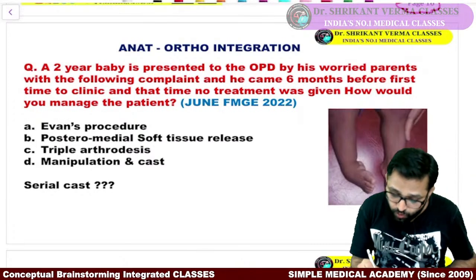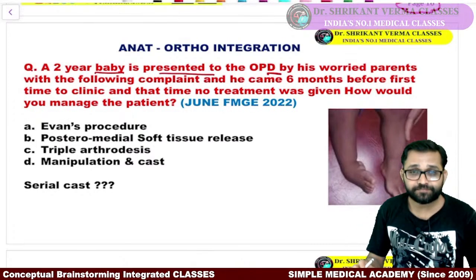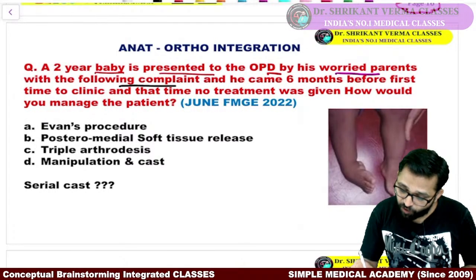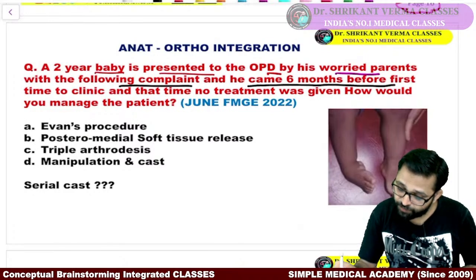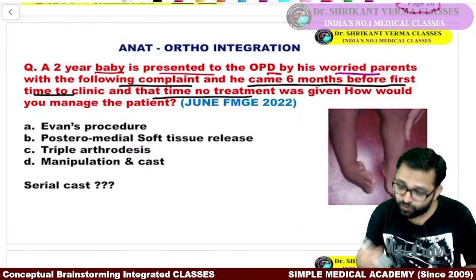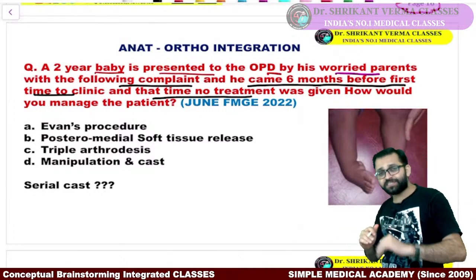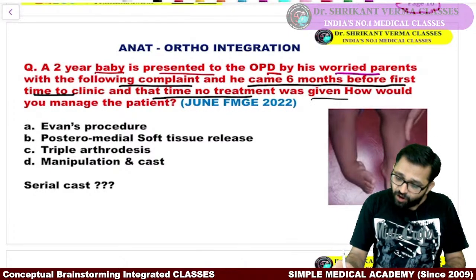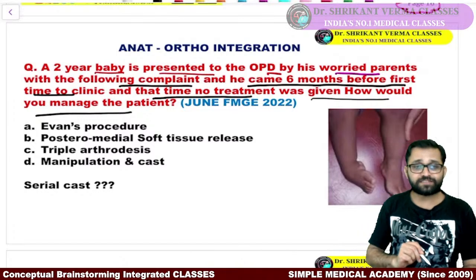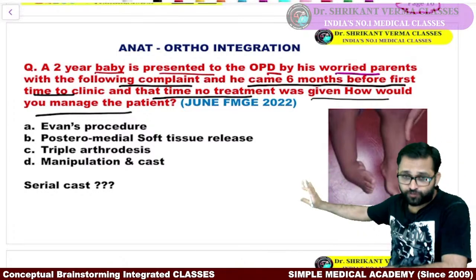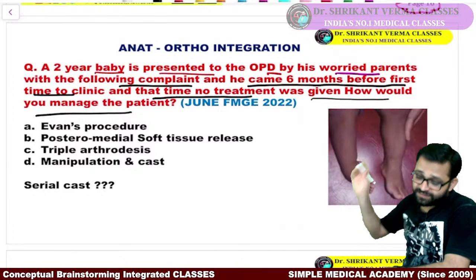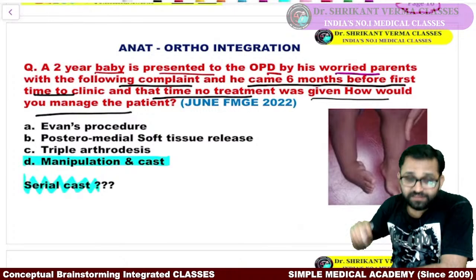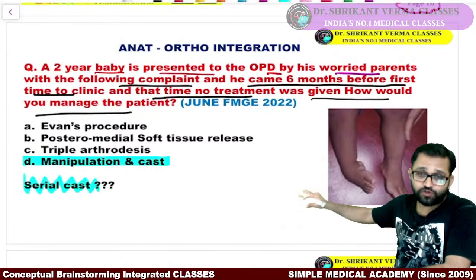The question was: a 2-year-old baby is presented to the OPD by his worried parents with the following complaint. He came 6 months before, for the first time to the clinic, and at that time no treatment was given. The patient came 6 months ago, but at that time he was neglected and no treatment was done. Okay, fine, but now he has come again. How would you manage this? So this is your ortho question. Go to your orthopedics teacher, they will tell you better. Yes, see here, the answer is manipulation and cast, but a few students are also saying serial casting was given. So go to your ortho review.